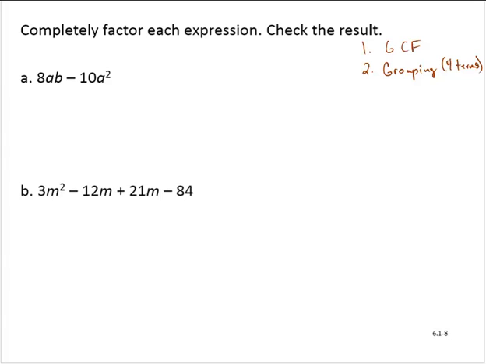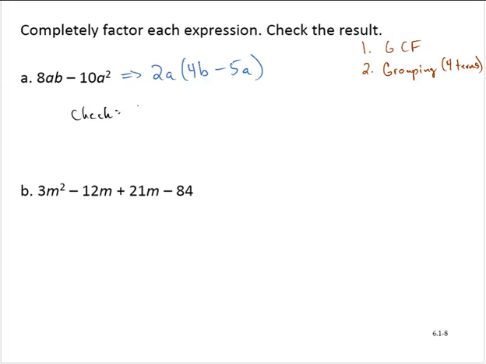So our first expression is 8ab minus 10a squared. There's only two terms, so the only thing we can really do right now is greatest common factor. All right, so let's see, my greatest common factor is 2a, so I can write this as 2a times (4b minus 5a).